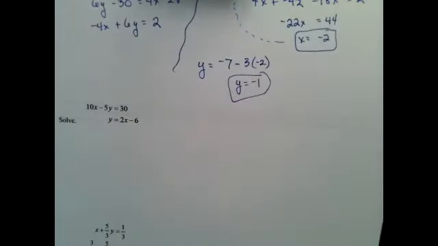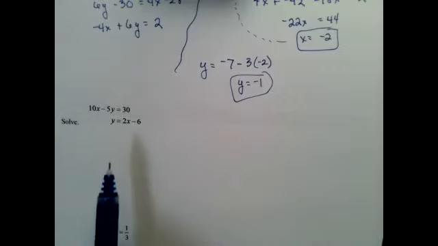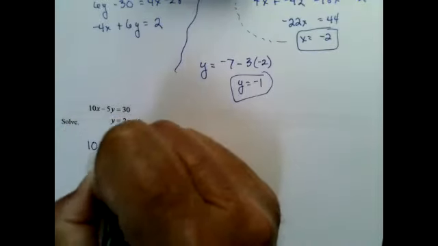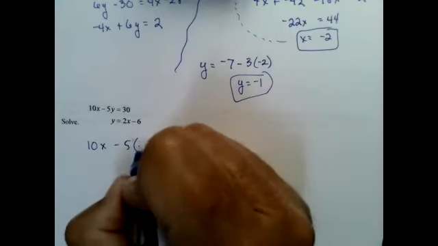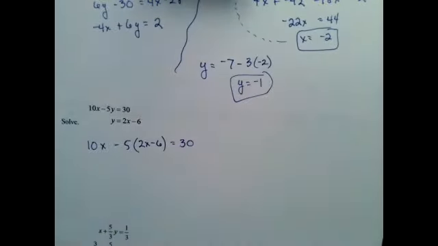Number 8, I'm guessing substitution is going to be the choice of flavor here. 10x minus 5 times 2x minus 6 equals 30.